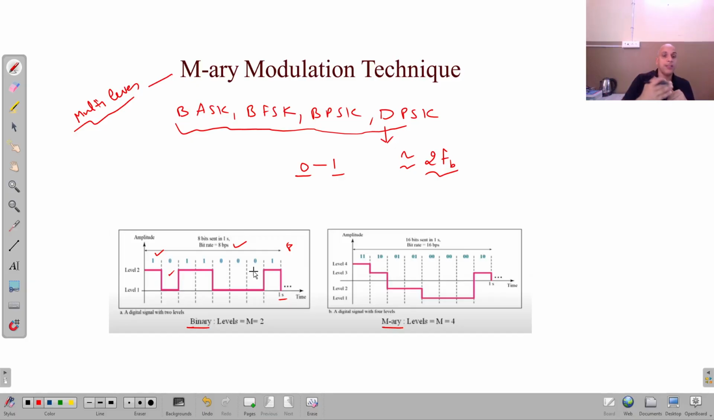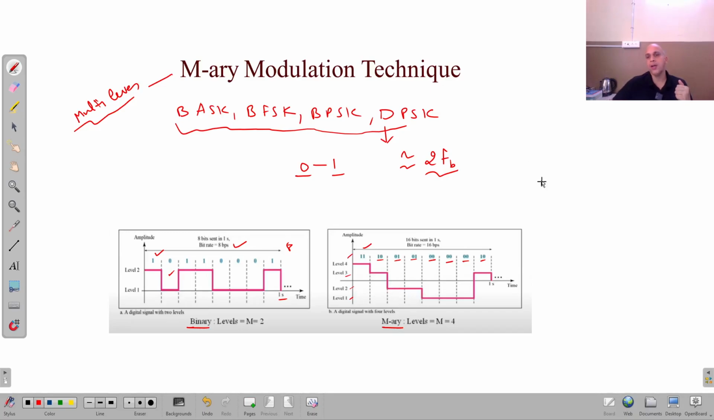Now if in place of 1 bit I use 2 bits, you can see here: 1 1, 1 0, 0 1, 0 1, 0 0, 0 0, 0 0, 1 0. All these are different levels. So now instead of using 2 levels, I am using 4 levels. This is 1, 2, 3 and 4. The 0 0 is the lowest level. Then I have level 2, which is what?